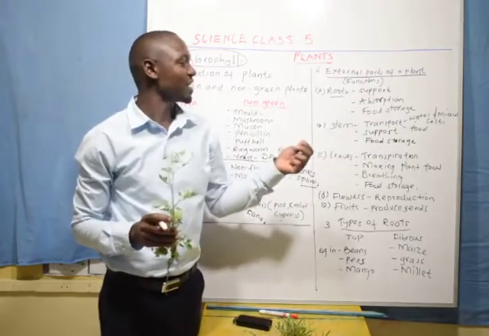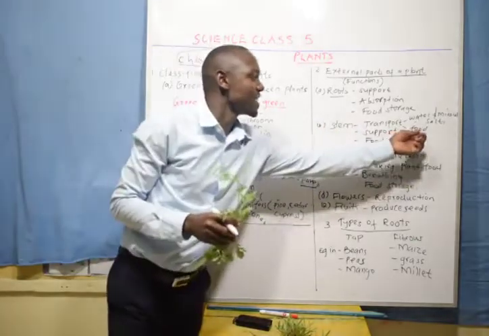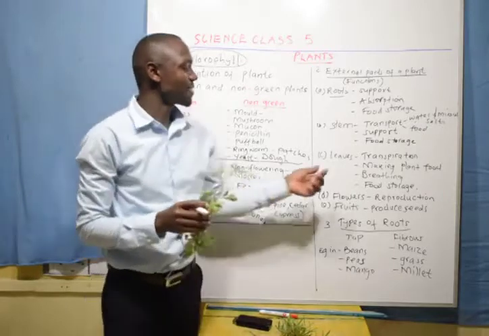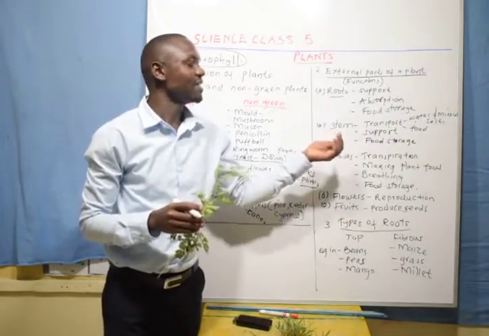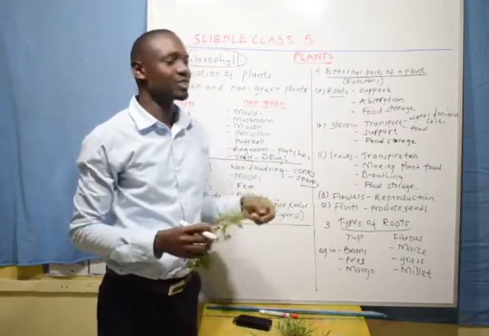The other function of the stem is to transport food. Food is manufactured in the leaves. Once food is manufactured in the leaves, it is transported to all other parts of the plant through the stem, that is to the roots.